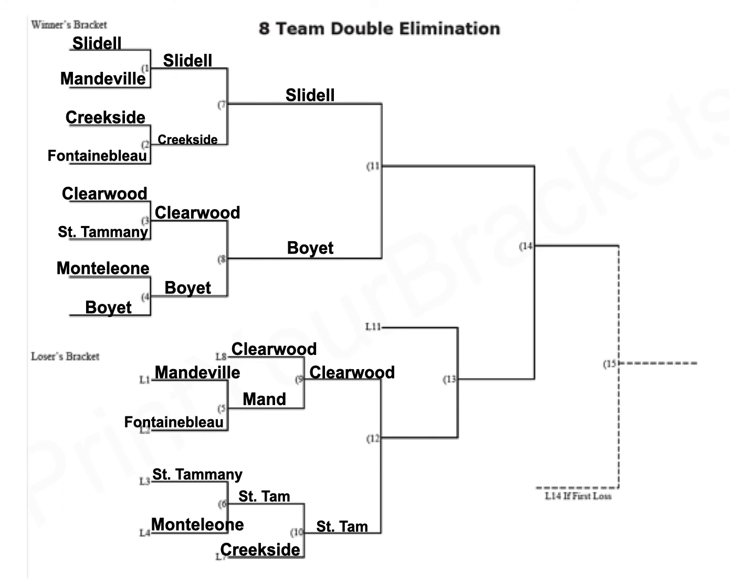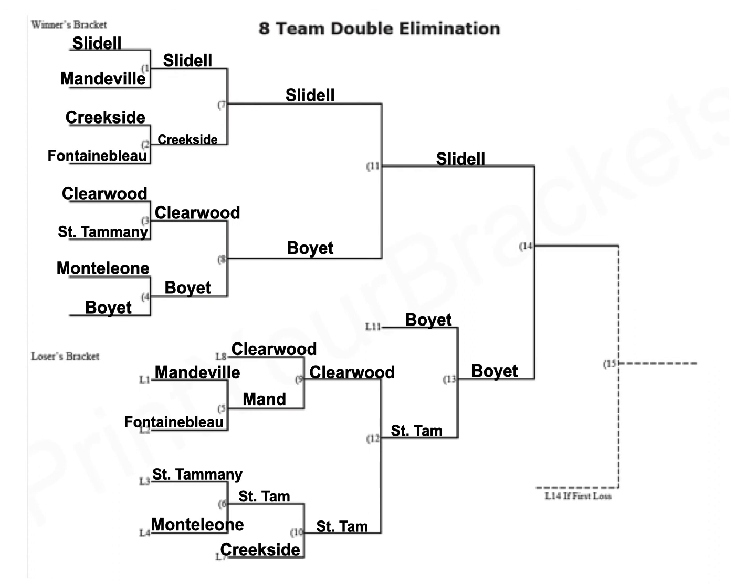You play your winners bracket game. Slidell moves on. Boyette will play the winner of Clearwood and St. Tammany, with the loser being out, the winner moving on, and that would be St. Tammany. St. Tammany and Boyette play. Boyette wins. And now you get to your championship game.